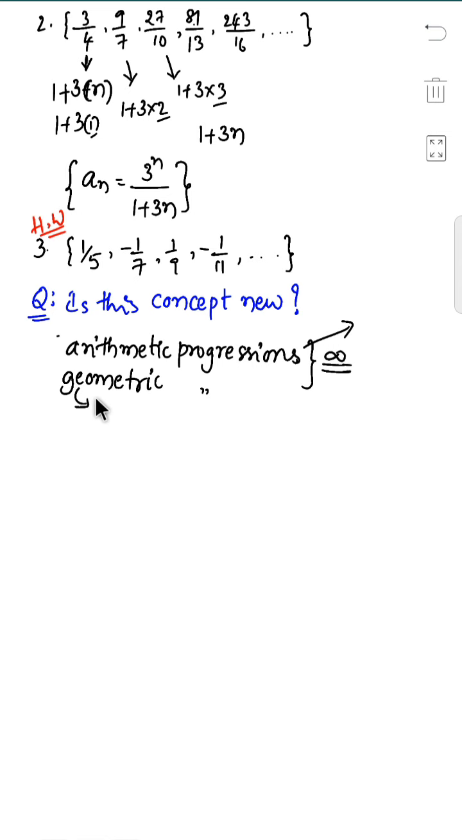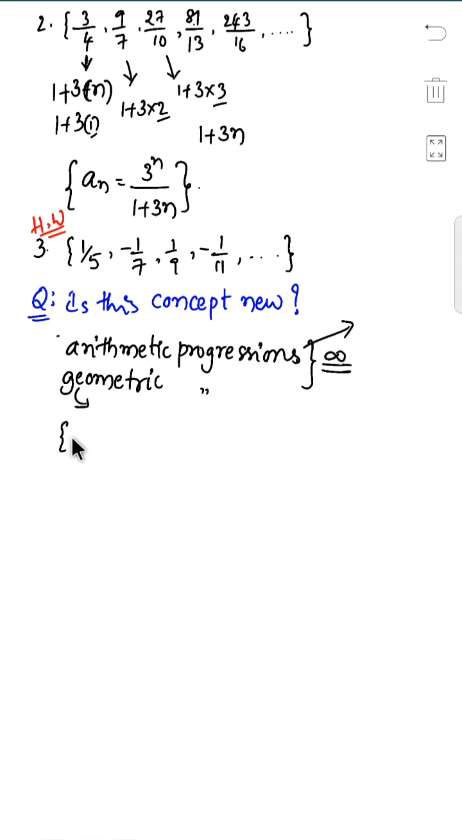Okay, so this concept is not new, but we studied it in a different form. See here, if we give any general term of a sequence, we can develop a sequence from there.